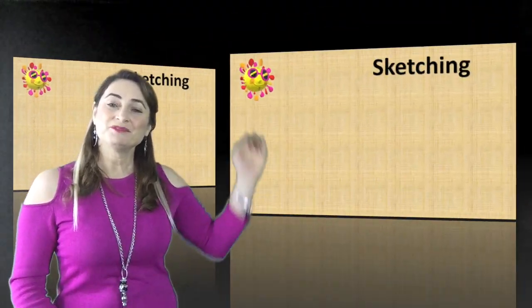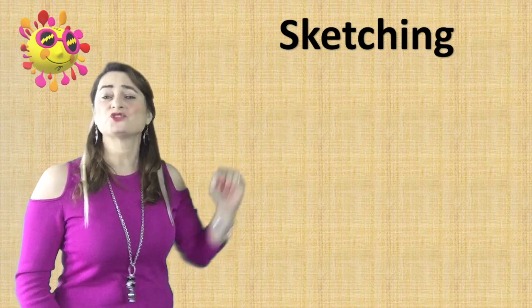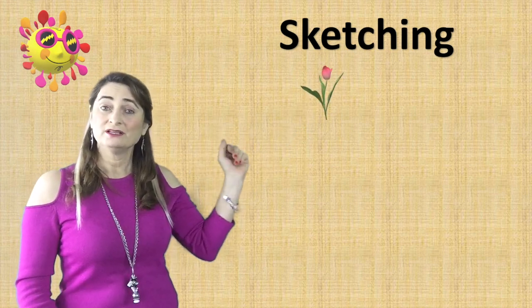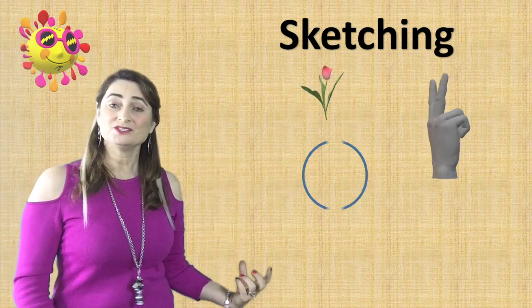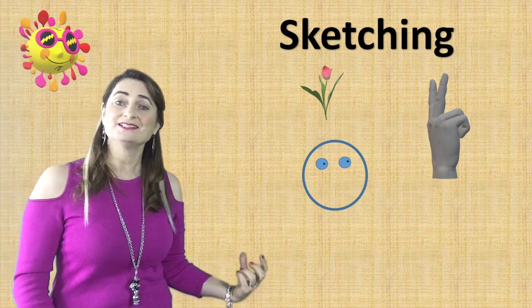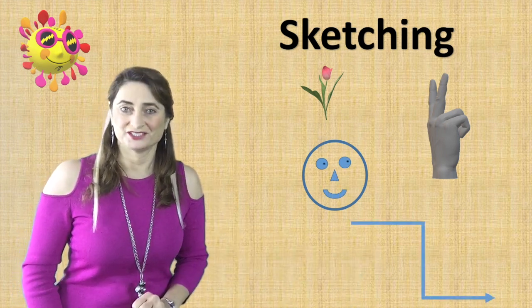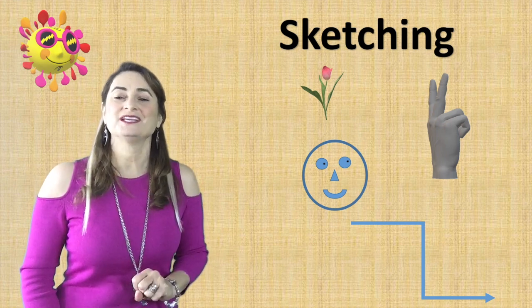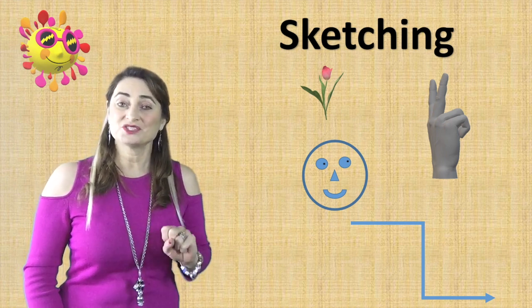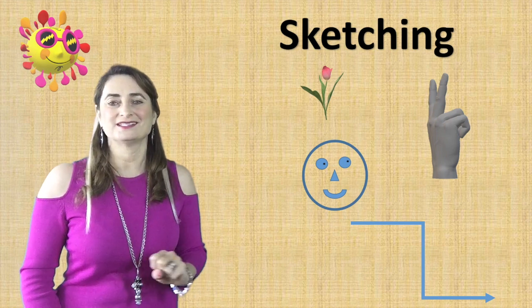This takes us to something called sketching. Sketching means drawing, whether you're drawing a flower, hands, or face using shapes for the eyes, nose, and mouth, or even lines and arrows to sketch. And that takes us to today's lesson on how to sketch a graph or analyze a graph.